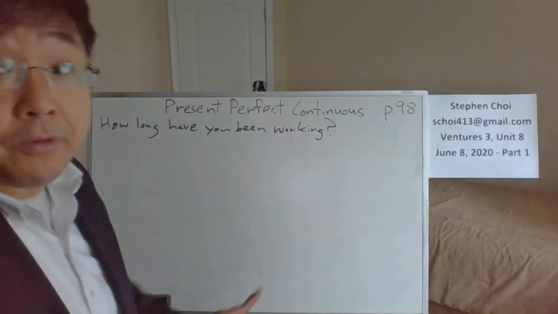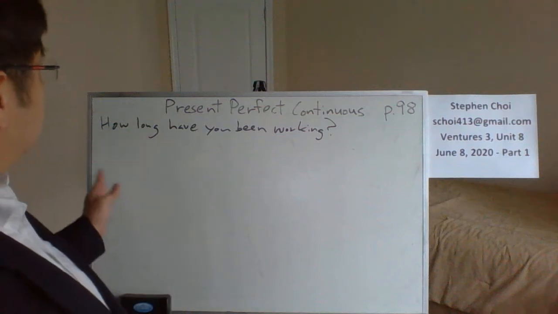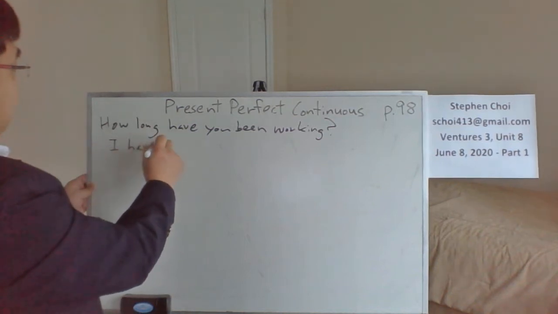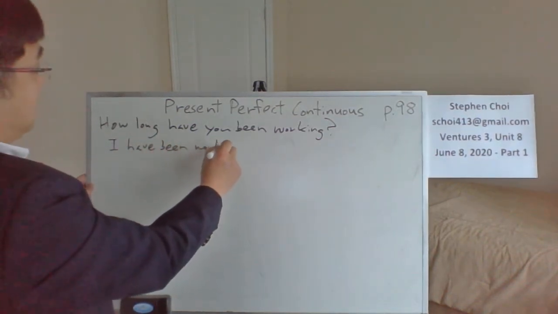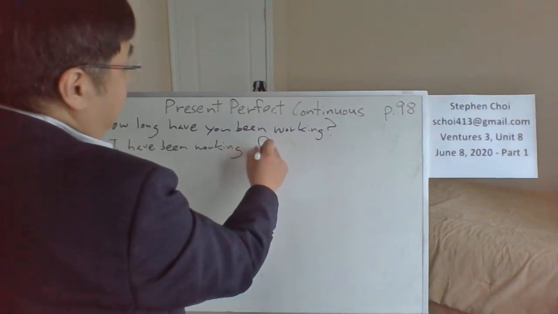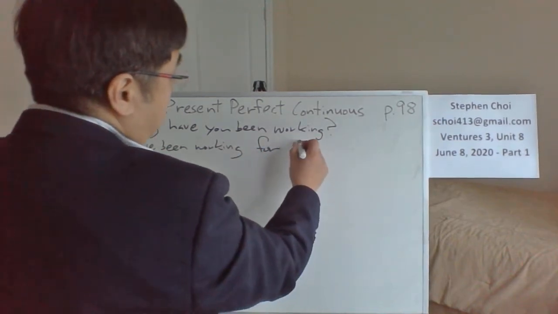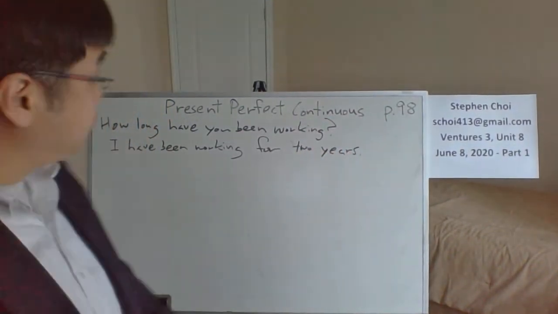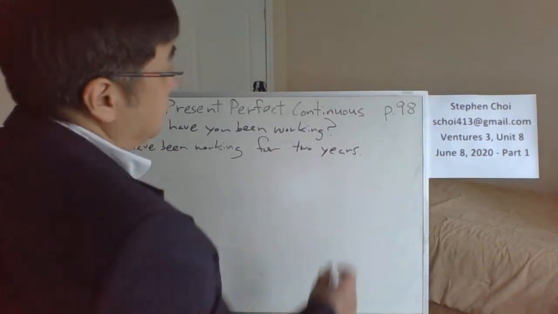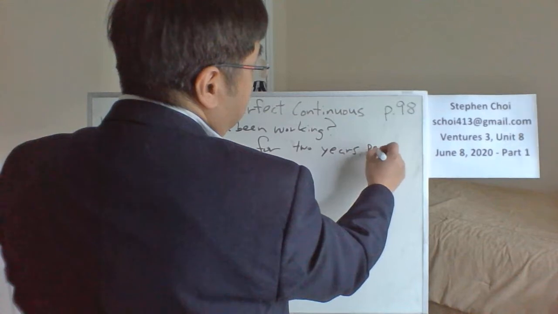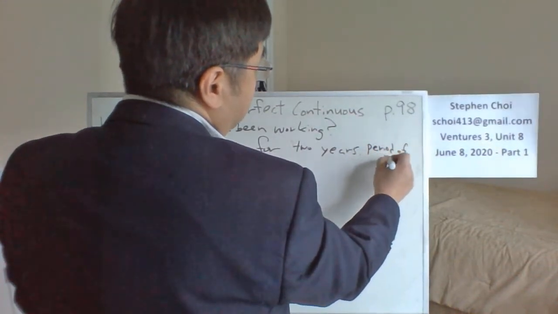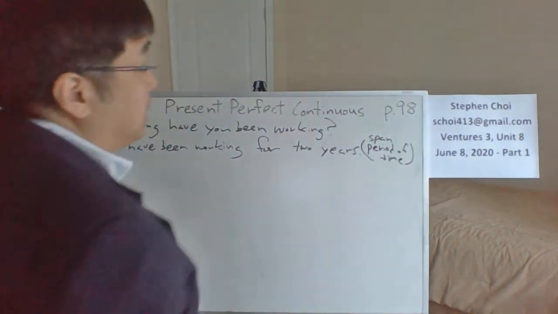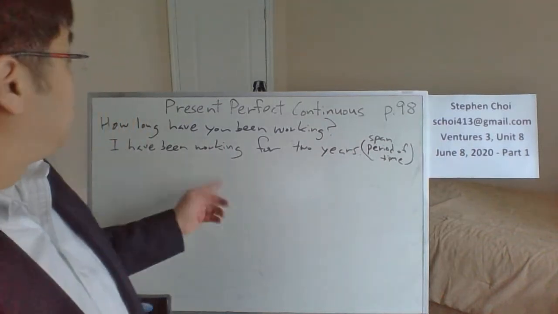So they're asking a specific question in the present perfect continuous. So you've got to answer specifically, right? So you say, I have been working. Okay. And then you can say what? You can say for, let's say, for 2 years. Okay. You can say, I have been working for 2 years. And what is 2 years? That's a period of time, right? Or you can say a span of time, or a period of time. Okay, I've been working for 2 years.